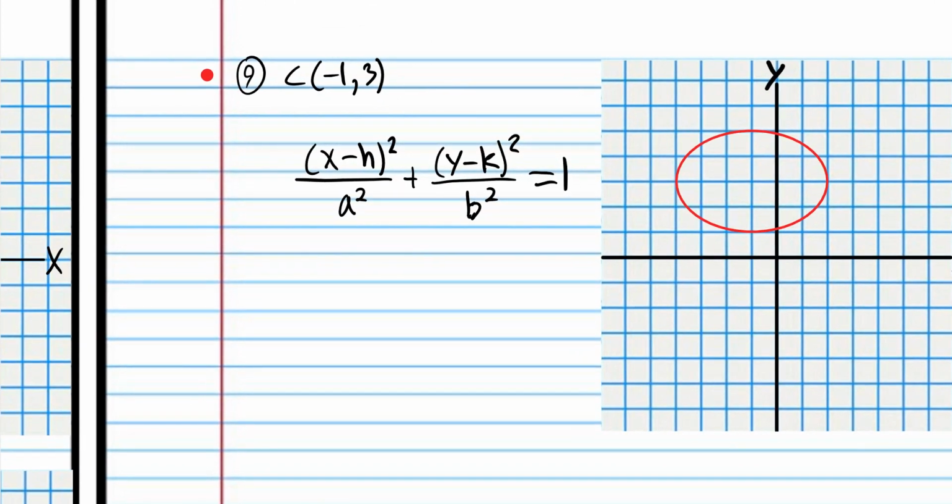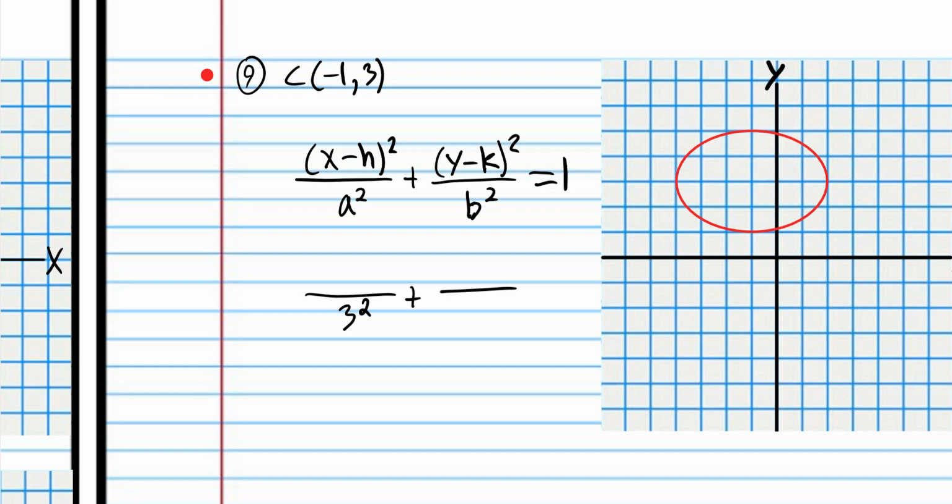So A is always the distance from the center to any one of the vertices. So that's going to be 3. So we can plug in 3 for A. B is the distance from the center to the highest point. It's half the length of the minor axis. A is half the length of the major axis. B is half the length of the minor axis.